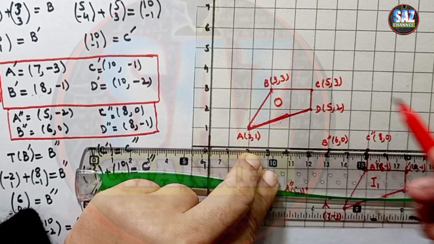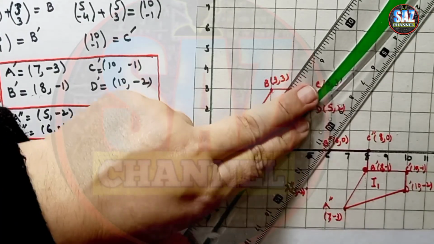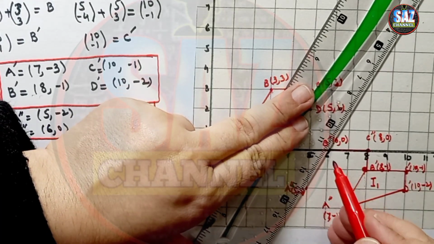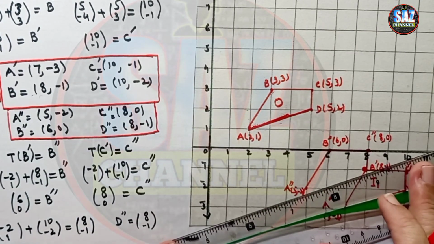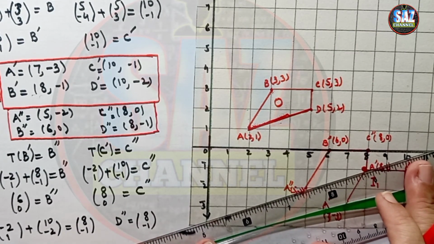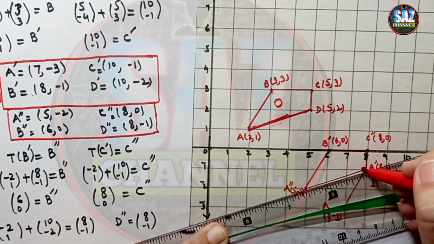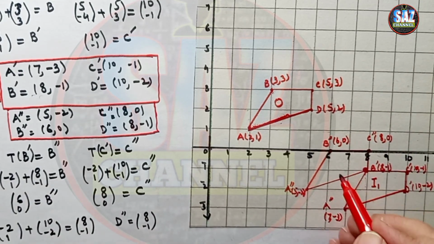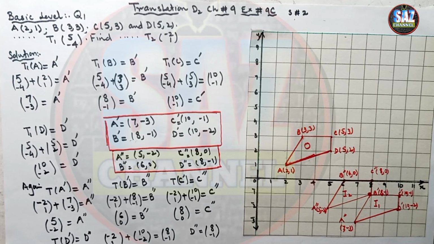It gives us real happiness and satisfaction. Okay, join the points, and this is the shape for the final translation of the given object under the second translation vector. Let me mark it with I2. I hope you are clear about this question.